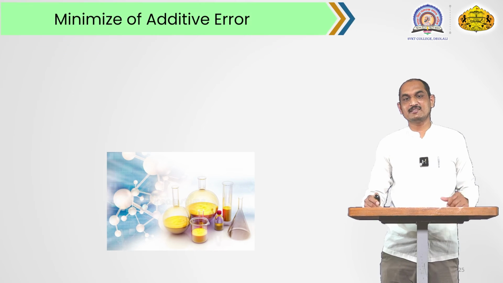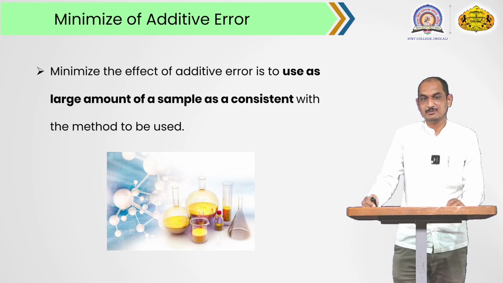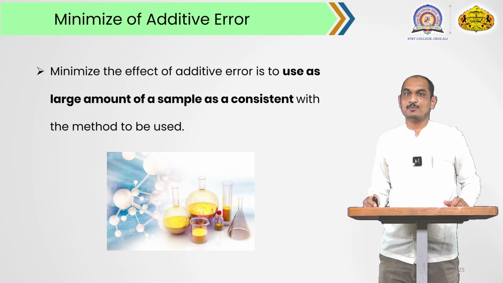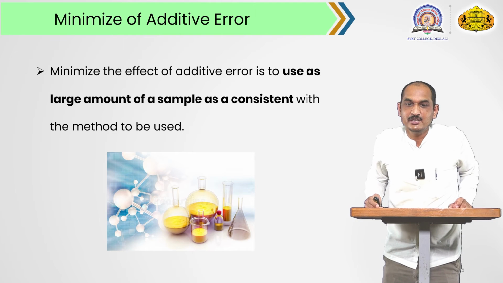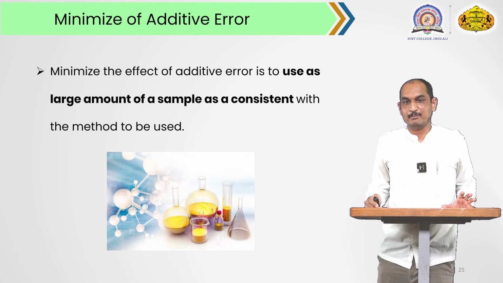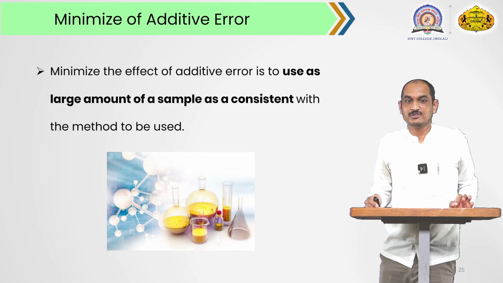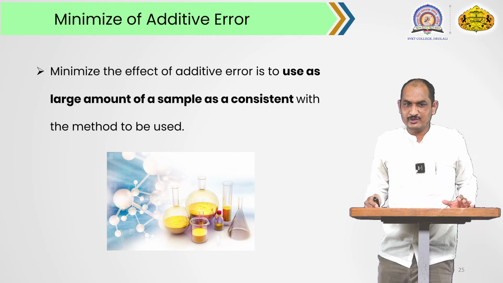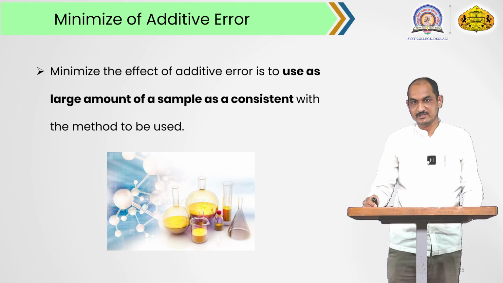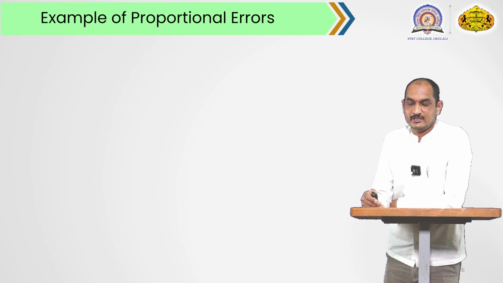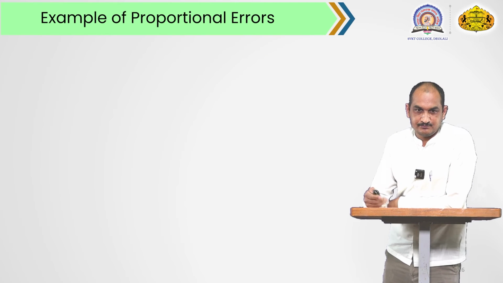Then how to minimize the additive error? For the minimization of the effect of such additive error, use as large an amount of sample as is consistent with the method to be used. We have to use a large amount of sample during the analysis. This is the way to minimize the additive error.